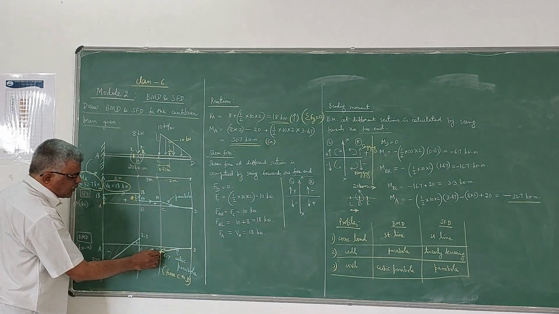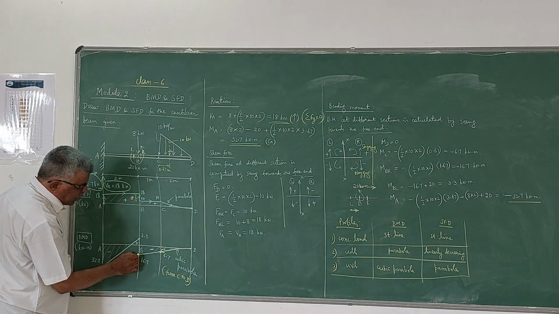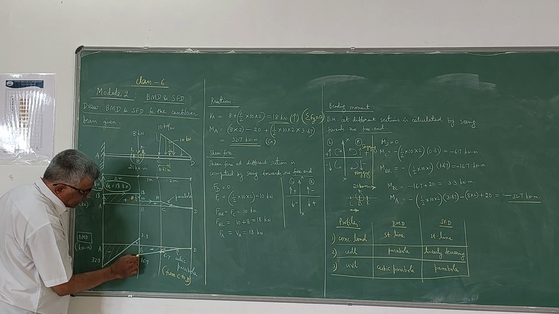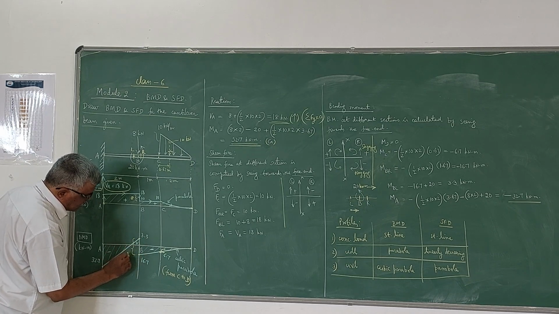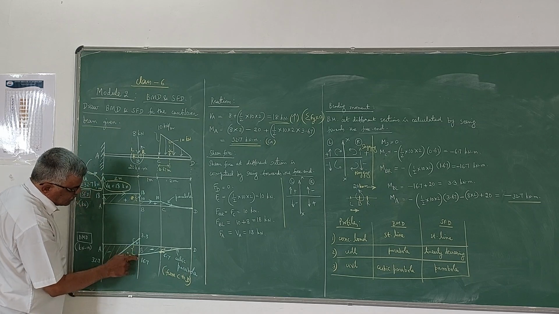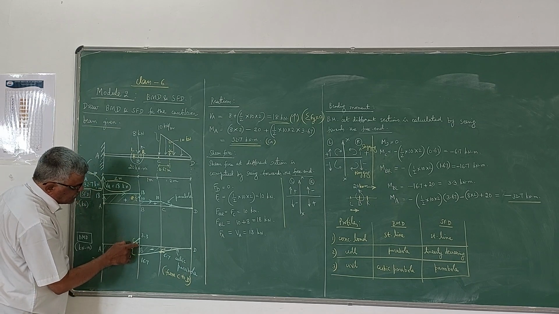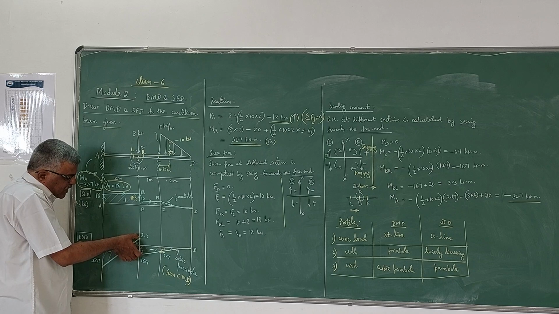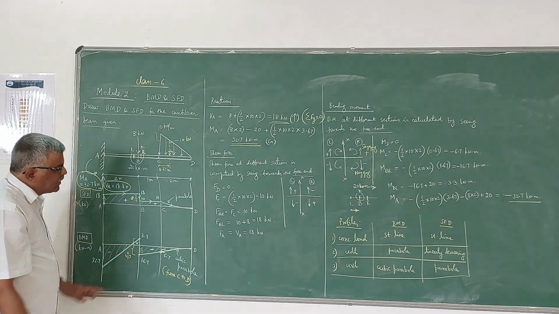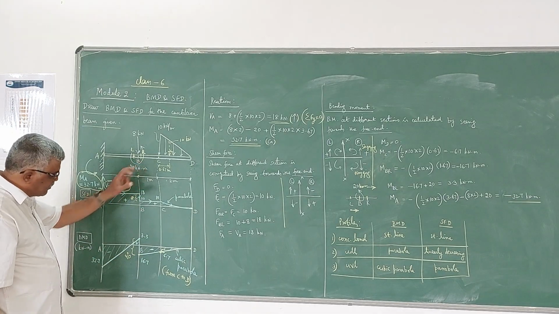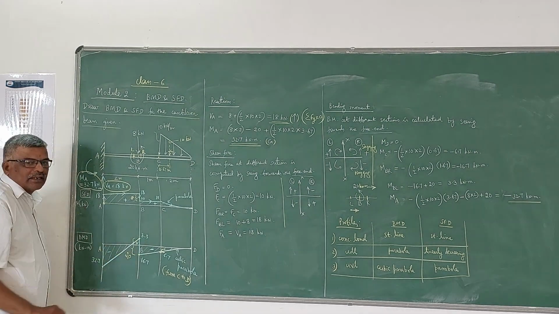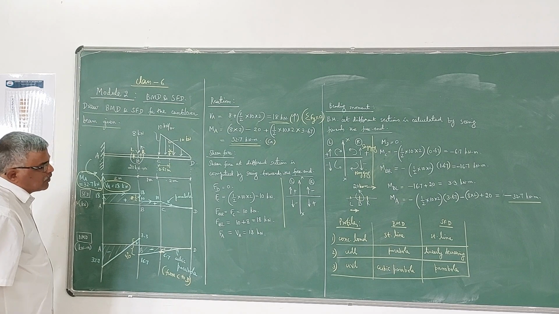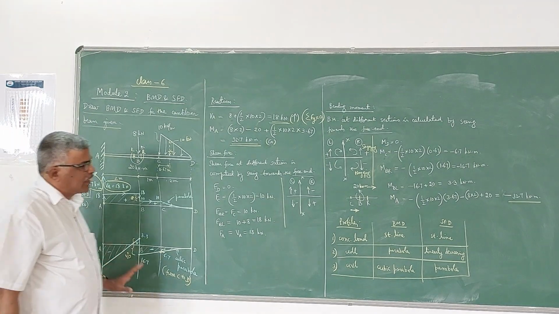D to C, it is a cubic parabola. C to B, it is a straight line. Then at B, you have two values. The difference between these two values is nothing but 20. You can see that this is minus 16.7, this is plus 3.3. The total difference is 20, which is nothing but your external moment given in the problem. Then from B to A, it is a straight line. So this is how you have to draw the bending moment diagram.